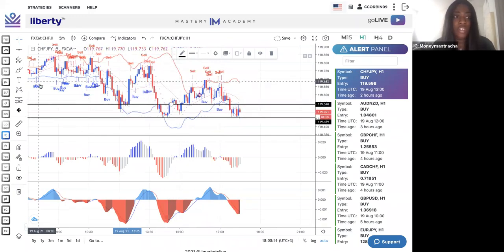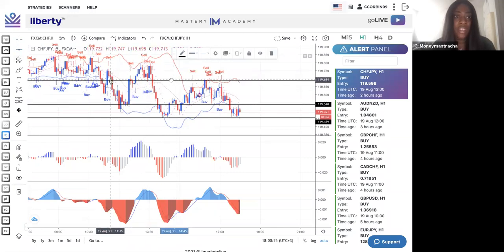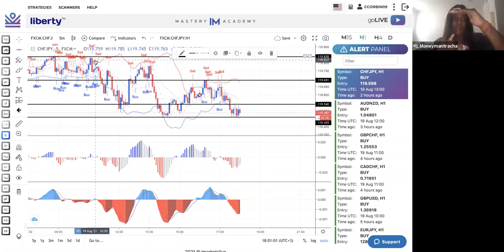And then, of course, you can create other resistance areas as well based on what you see, because it's very simple. I call it making a house. If you don't see anything above it, good, sell right there. If you don't see anything below it, perfect, buy right there.